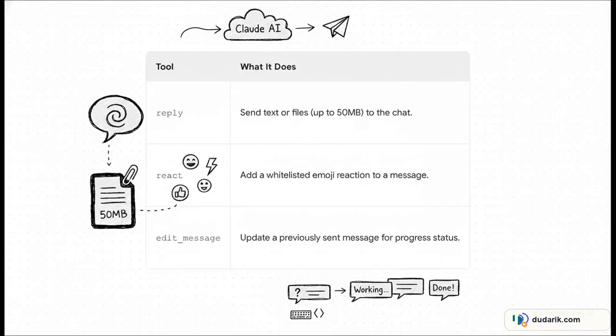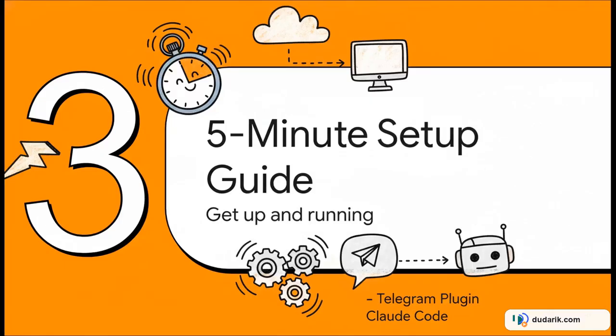So your message arrives. What can Claude actually do with it? Well, it gets a toolkit with these 3 key abilities. First, it can reply. And not just with text, it can send you files, big ones too, up to 50 megs. It can also react with certain emojis, to give you a quick thumbs up. And maybe coolest of all, it can edit messages, so that a "working on it" message can just magically transform into "done" right before your eyes. No more chat spam.